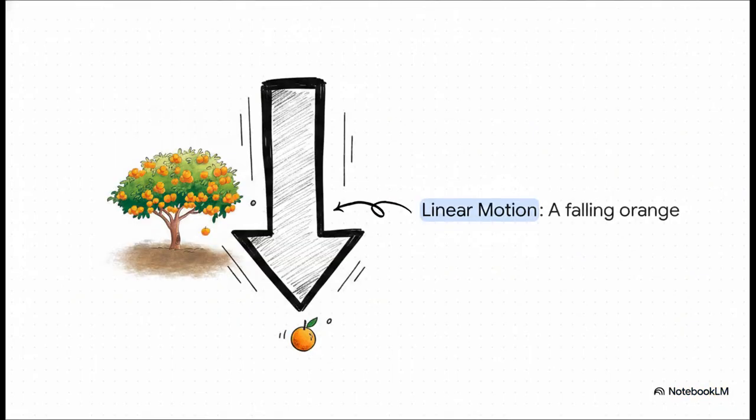So once we've locked in our reference point and figured out that an object is for sure moving, science lets us categorize exactly how it moves. The first, and honestly the most straightforward type, is linear motion. Think about an orange detaching from a tree branch. It doesn't do a little loop-de-loop or zigzag on its way down. Gravity just pulls it straight down to the earth. Whenever an object moves along a perfectly straight line, that, my friends, is linear motion.